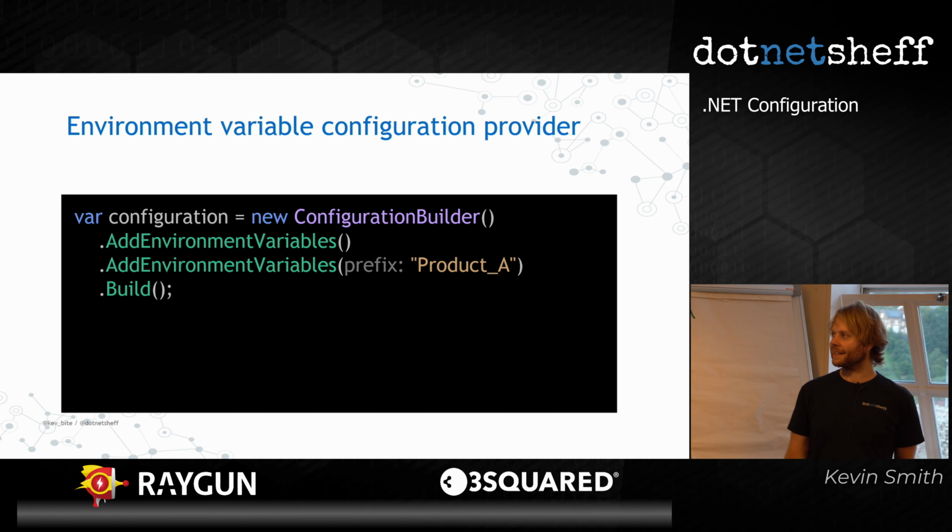That one. So this is how you set up another extension method, add environment variable, and then you can also add a prefix to it. So maybe you've got a bunch of applications on a machine and you want your application, like product A, to only pull environment variables of product A and not read anything else. This is how you can do it, just by adding a prefix.